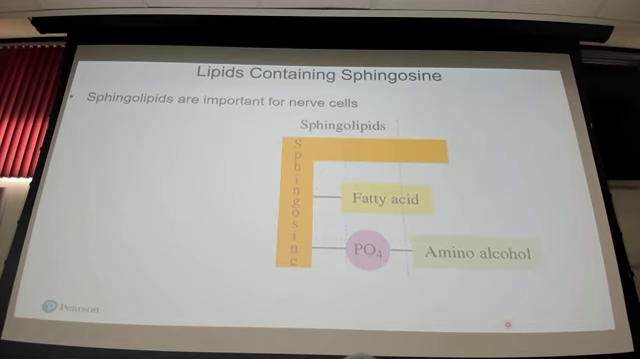Sphingolipids are another type of lipids. They also have fatty acids and a phosphate group and amino alcohol, but they have a sphingosine, which is a longer chain alcohol. So sphingolipids have 2 amino alcohols attached, the sphingosine backbone and 1 in the 3rd position.